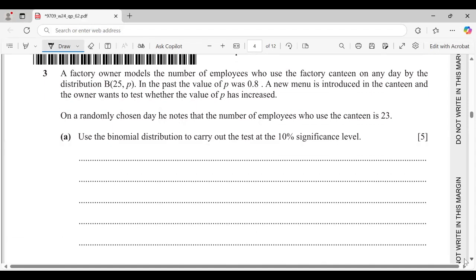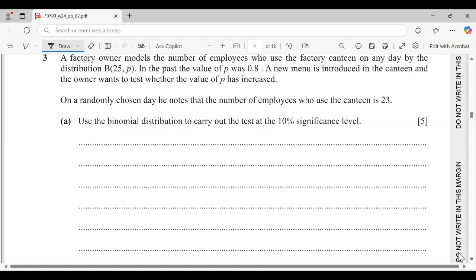Number 3. A factory owner models the number of employees who use the factory canteen on any day by the distribution B(25, p). In the past, the value of p was 0.8. A new menu is introduced in the canteen, and the owner wants to test whether the value of p has increased. On a randomly chosen day, he notes that the number of employees who use the canteen is 23. Use the binomial distribution to carry out the test at the 10% significance level.